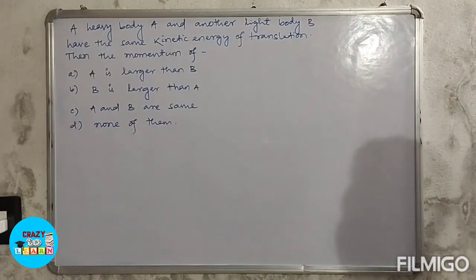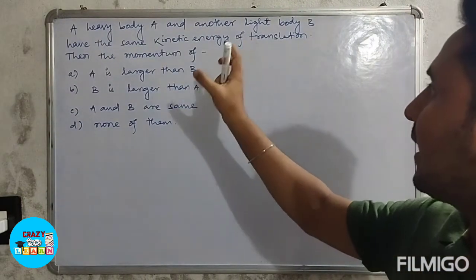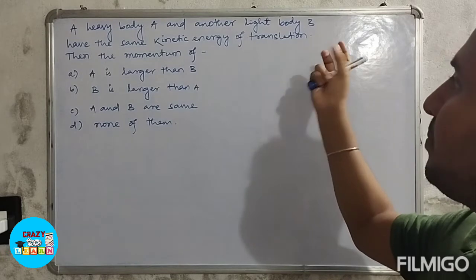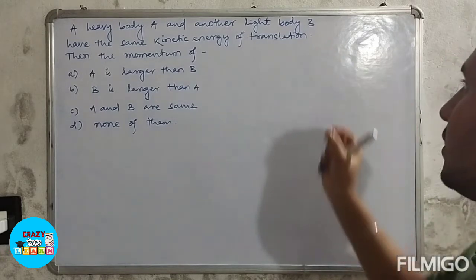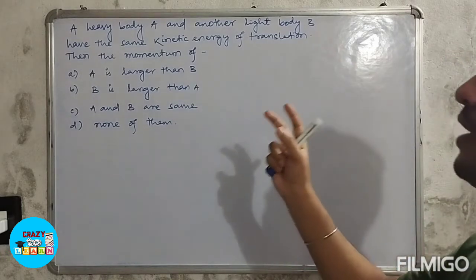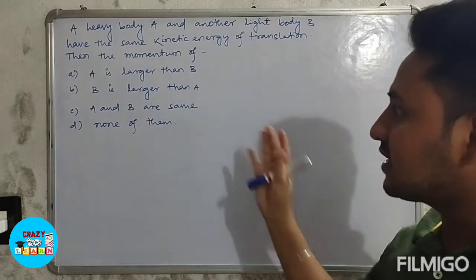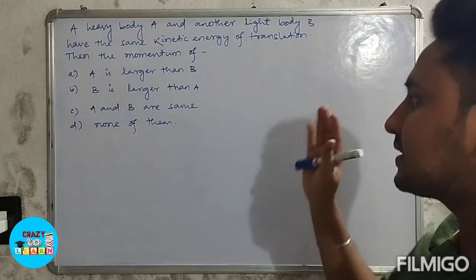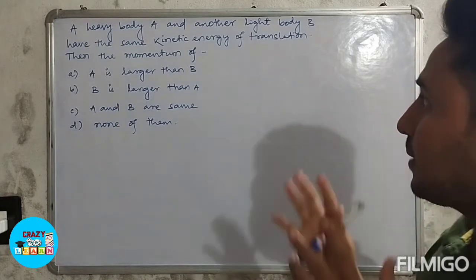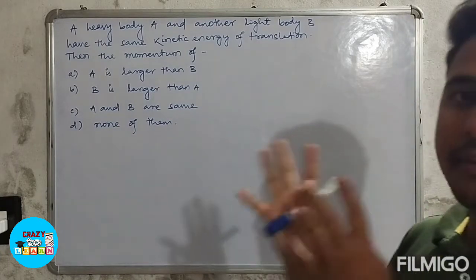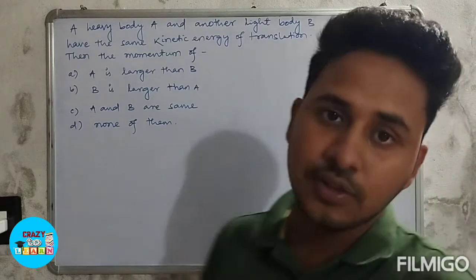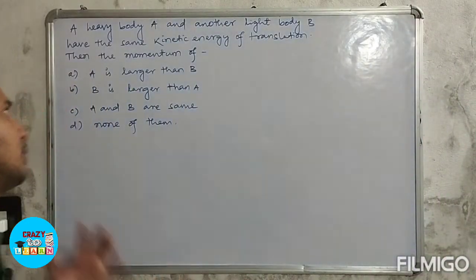Next question is, a heavy body A and another light body B have the same kinetic energy of translation. Then is the momentum of A larger than B, or B larger than A, or A and B are same, or none of them? That means body A and body B have the same kinetic energy, and it is asked what is the relation of momentum between them.